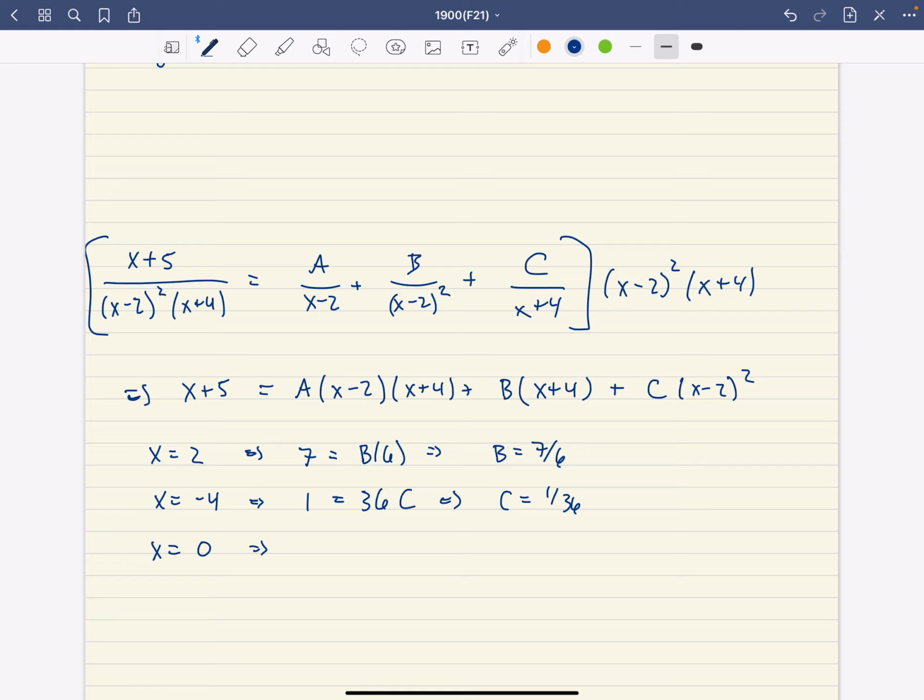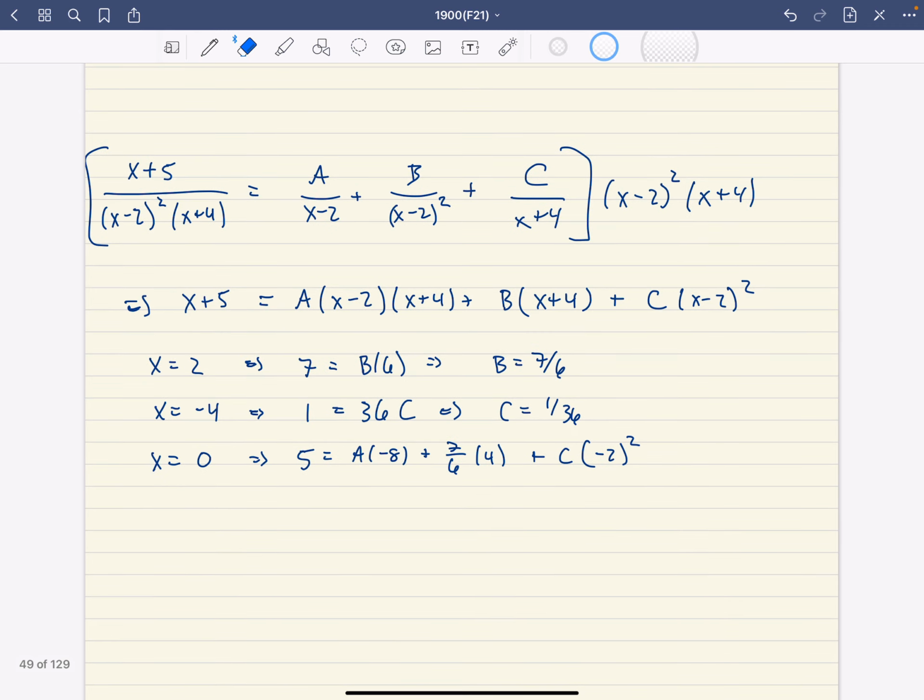And then when x is 0, we get 5 on the left. We're going to have an a and a b and a c term here. We're going to get a times negative 8, plus b, which we know is 7 over 6, all times 4, plus c times the quantity negative 2 squared. Actually, we know what c is too. C is 1 over 36. Good, and then we can solve for a this way.